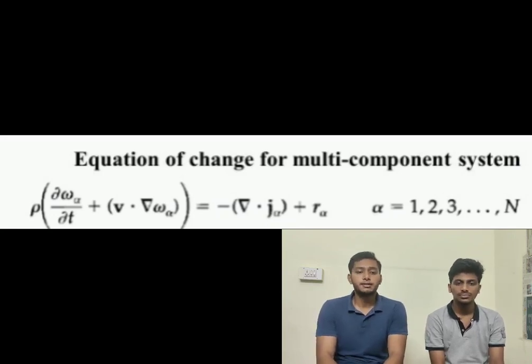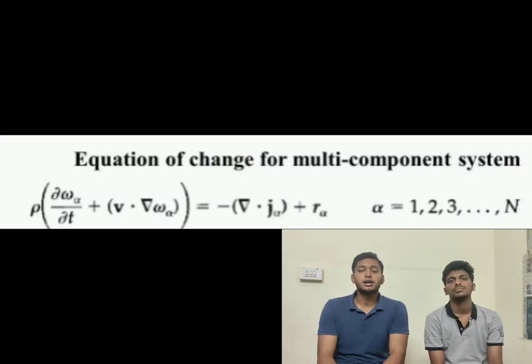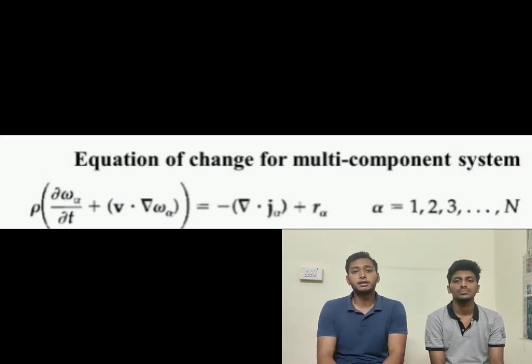The next equation splits the flux as dou C alpha by dou t is equal to minus del dot C alpha V star minus del dot J alpha star plus R alpha. Here V star is the molar average velocity. The diffusive part J alpha star shows how a species moves relative to its average motion.